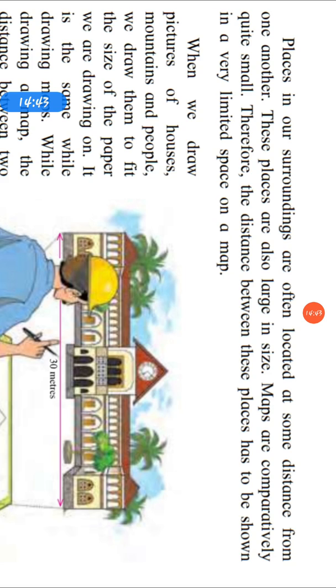So maps are comparatively quite small. If we have to draw this map on a paper, is it possible to draw that size of building on a small paper? No, because the paper is comparatively small in size, while we must cover the entire area or entire map in a particular size of paper. Therefore, the distance between these places has to be shown in a very limited space on a map.